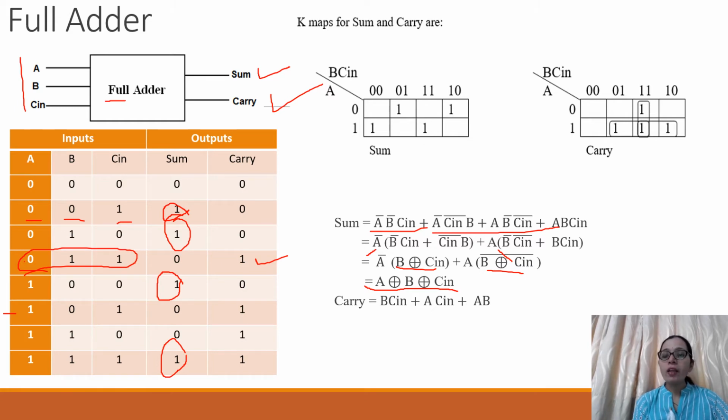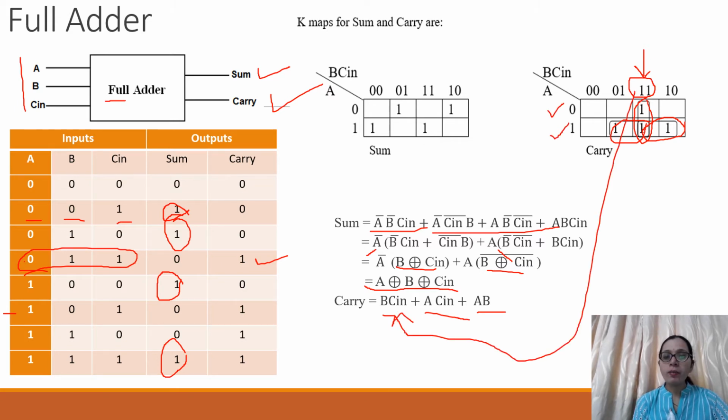And for carry, 3 groupings are possible. One group, this is another group, and this is the third group. Therefore, for the carry, the expression is BC in, AC in, and AB. For this particular group, that is the vertical one, what is common? BC in is common. A is different. Therefore, BC in is one of the terms. Similarly, for the other two groups, the terms are obtained as AC in and AB.